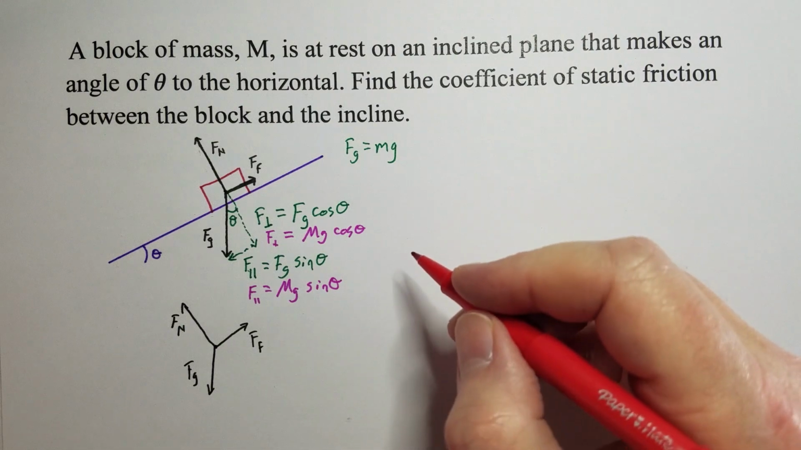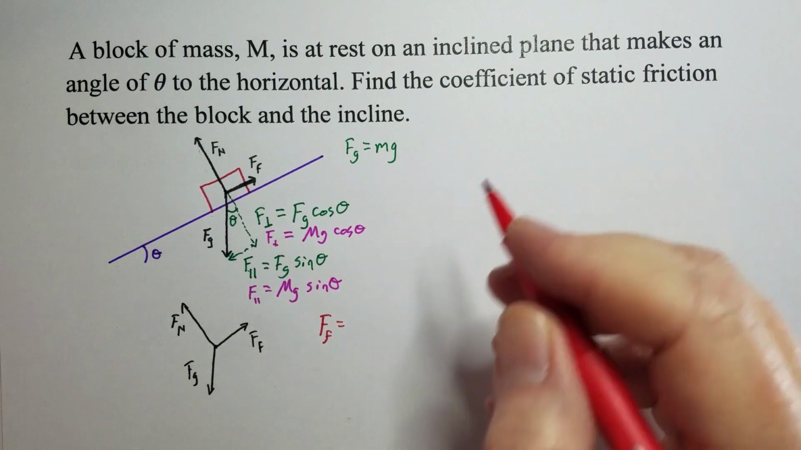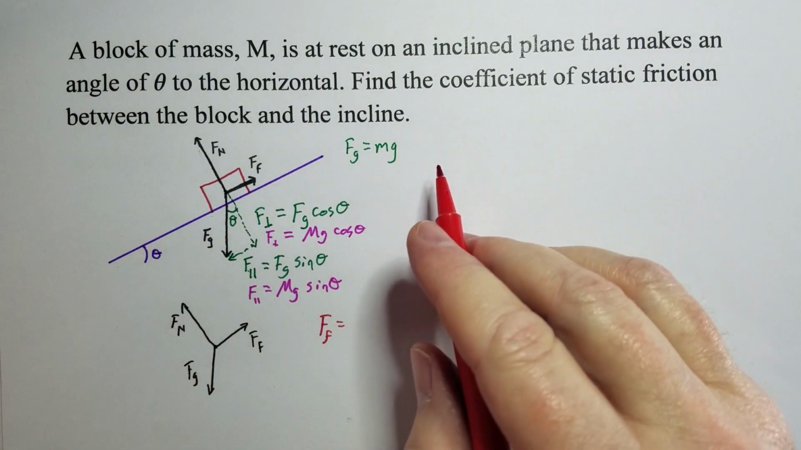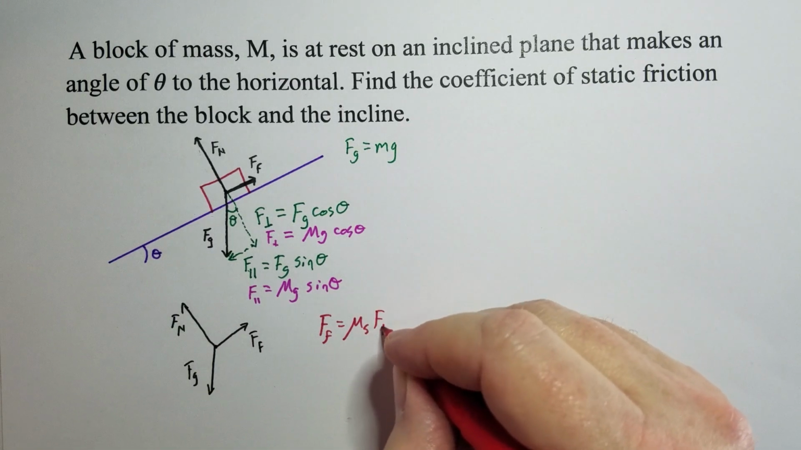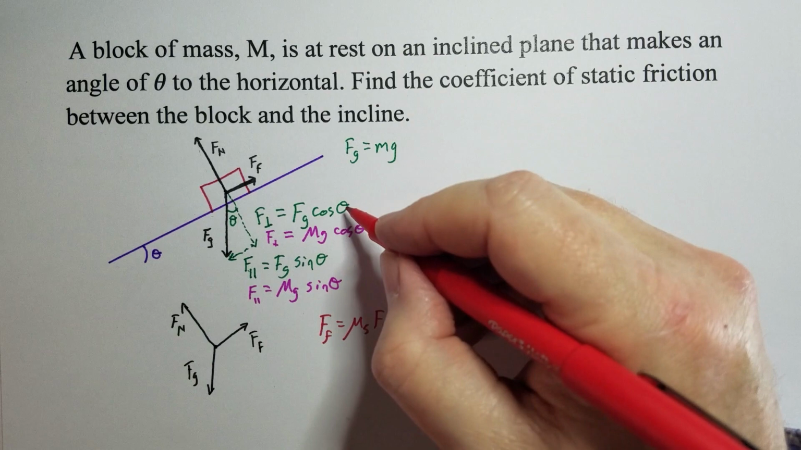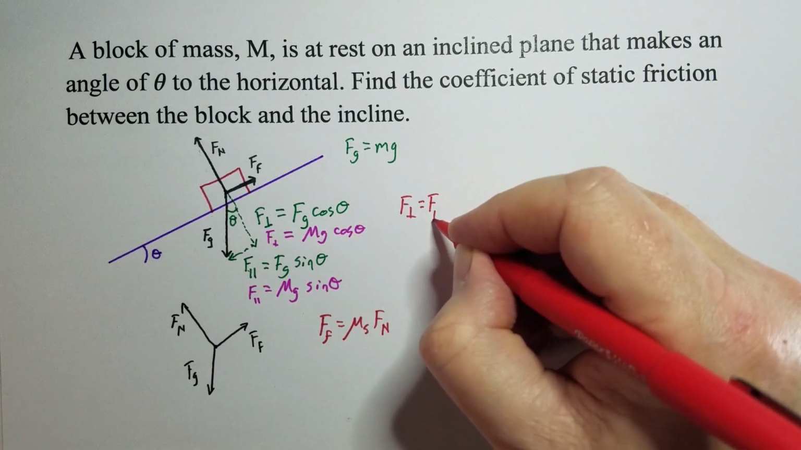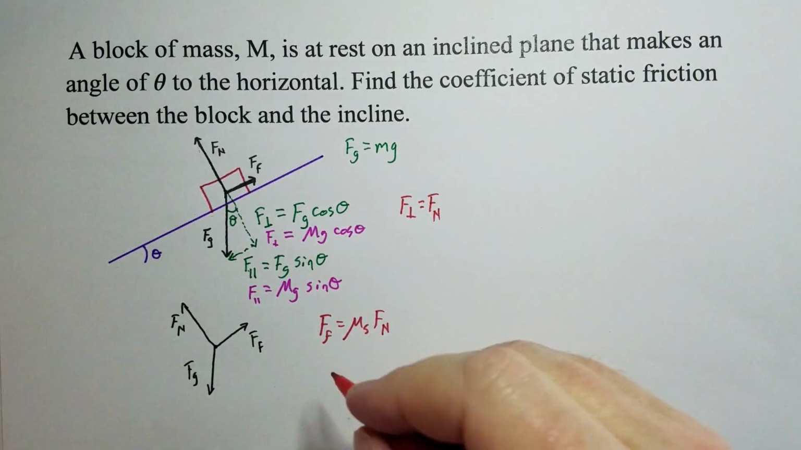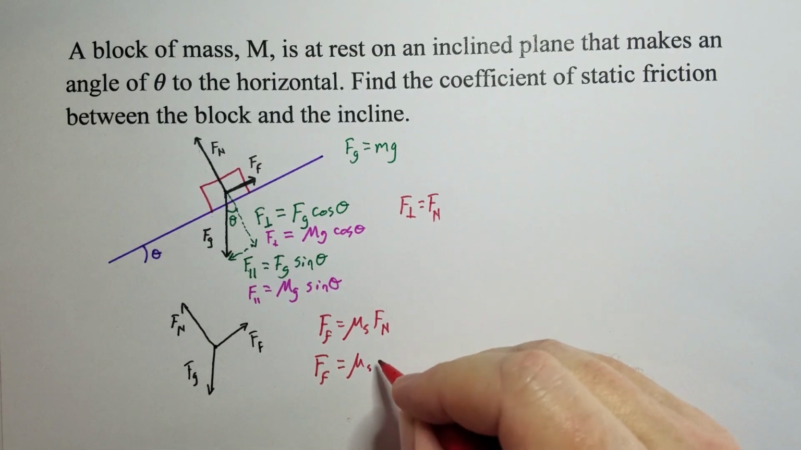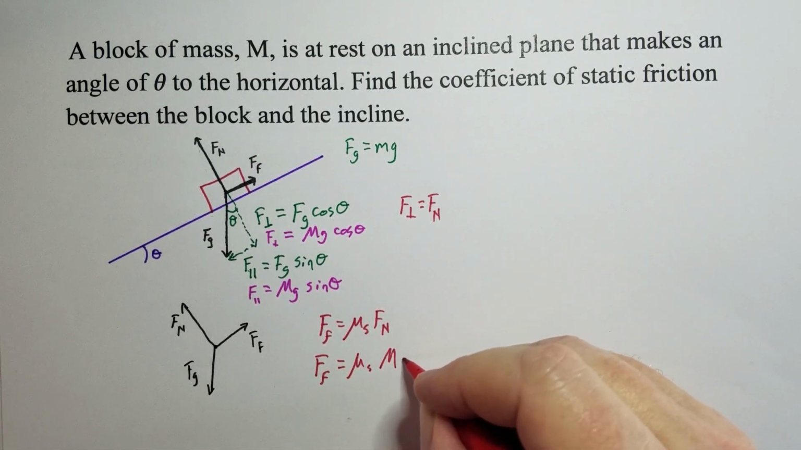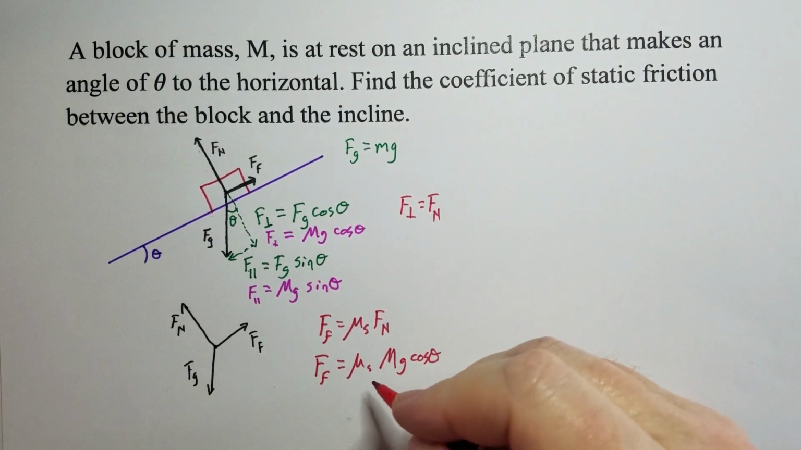While I'm at it, let's look at friction. So friction is equal to, in this case, it's at rest, so that's static friction, so that's mu s times the normal force. Now the normal force in this case is going to be equal to this force perpendicular. So we can take that term and plug it in here. So force due to friction is going to be mu s mg cosine theta. So that's our term for our friction.